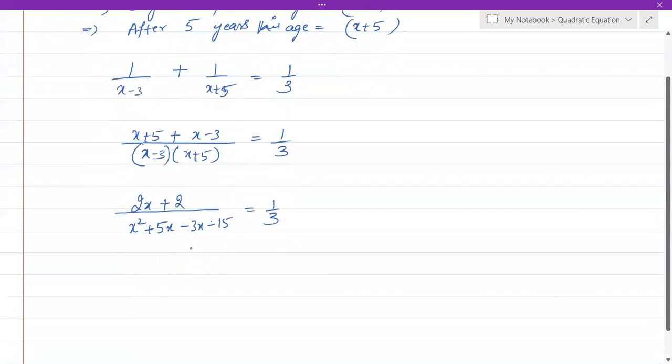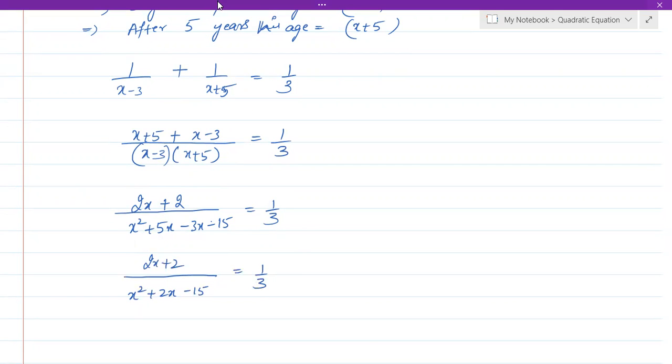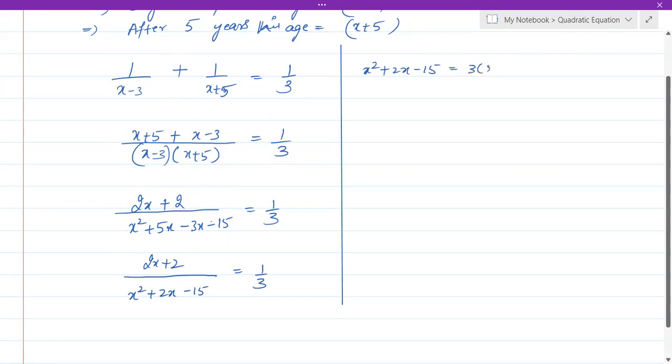So let's continue. 2x plus 2 divided by x squared, 5x minus 3x is 2x, minus 15, equal to 1 by 3. Now let's solve it here itself. Let's draw a line. So cross multiplying, what do we get? x square plus 2x minus 15 into 1. Anything multiplied by 1 is the same thing. Equal to 3 into 2x plus 2. So x squared plus 2x minus 15 equal to 6x plus 6.